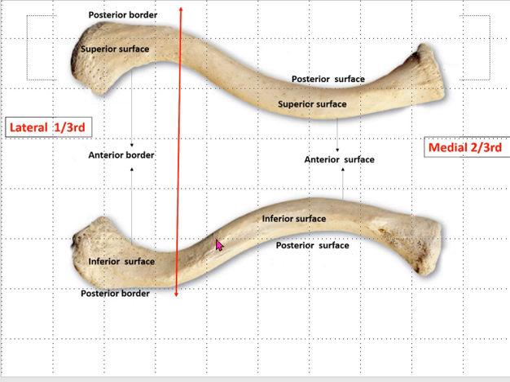The medial 2/3 of the clavicle is cylindrical and it has four surfaces: superior, inferior, anterior and posterior surface. But the lateral 1/3 is flattened, so it has an anterior border, posterior border, superior surface and inferior surface.